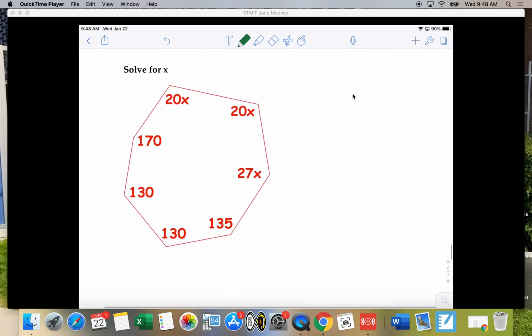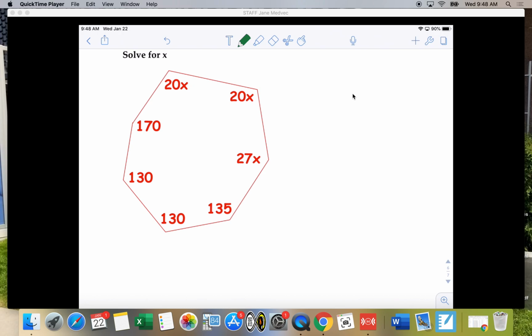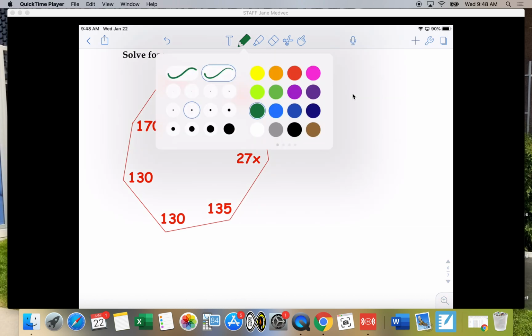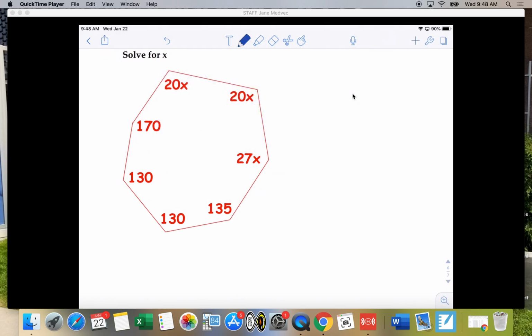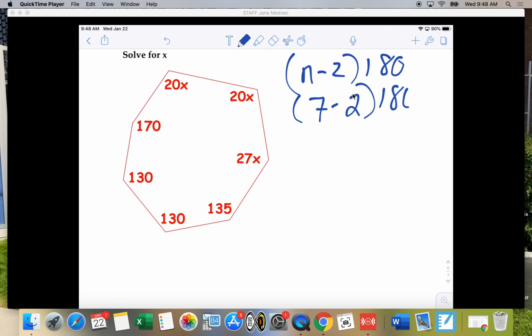All right, a couple of problems now, just so that you get the idea of how to do this. So this asks me to find x. Is x an interior angle or an exterior angle? It's interior. How many sides does this figure have? It has 7. So I'm going to grab that n minus 2 times 180. I'm going to plug in the 7 minus 2 times 180. 5 times 180.